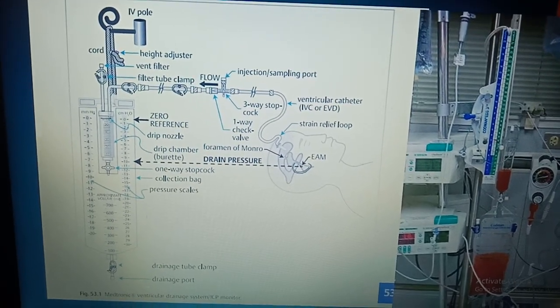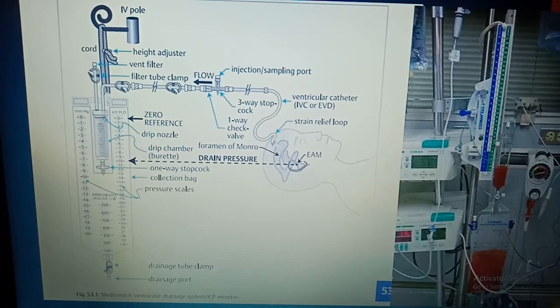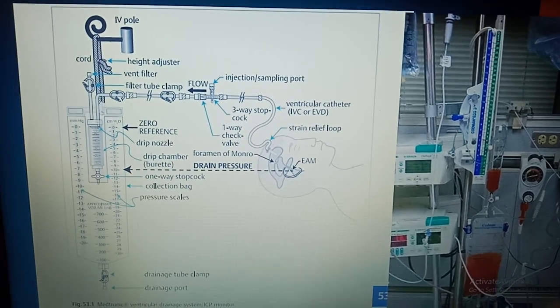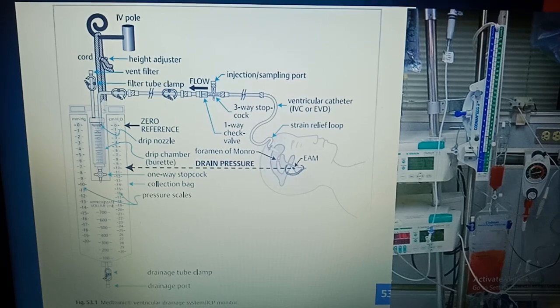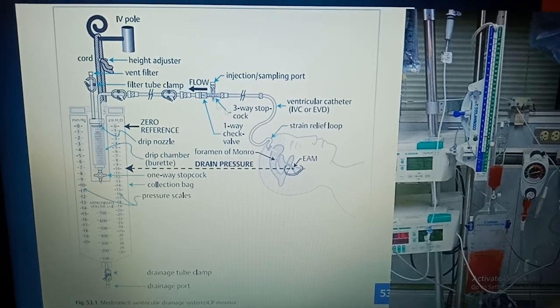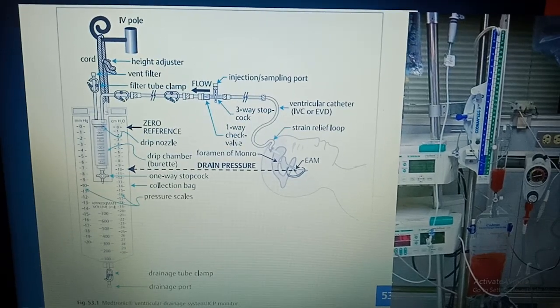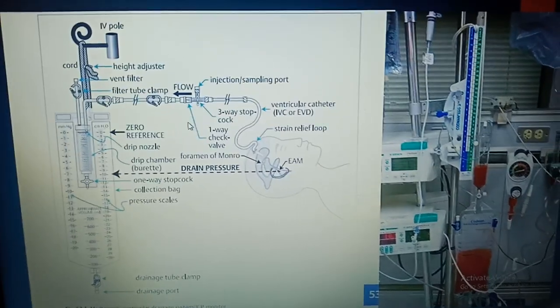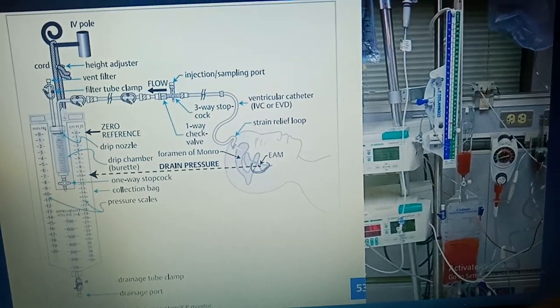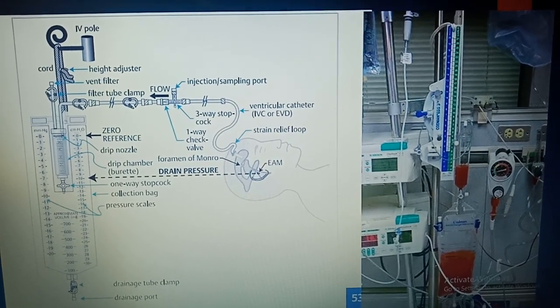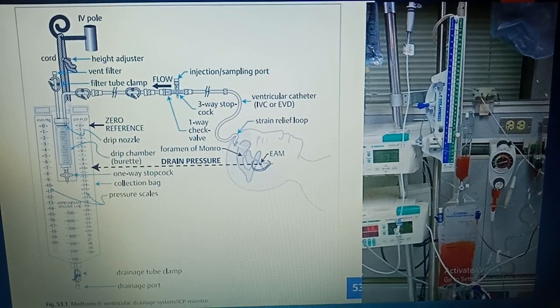In this figure the transducer is not actually shown, but you should know that the transducer is also amongst this whole circuit, and it is attached somewhere in the middle of the circuit, so as to not just drain the CSF therapeutically, but also to monitor the CSF, that is, to monitor the ICP.